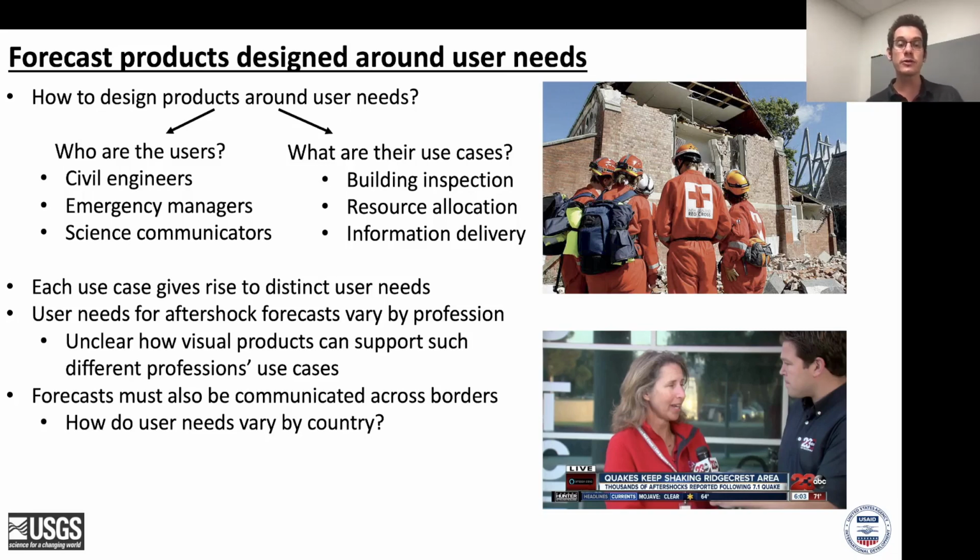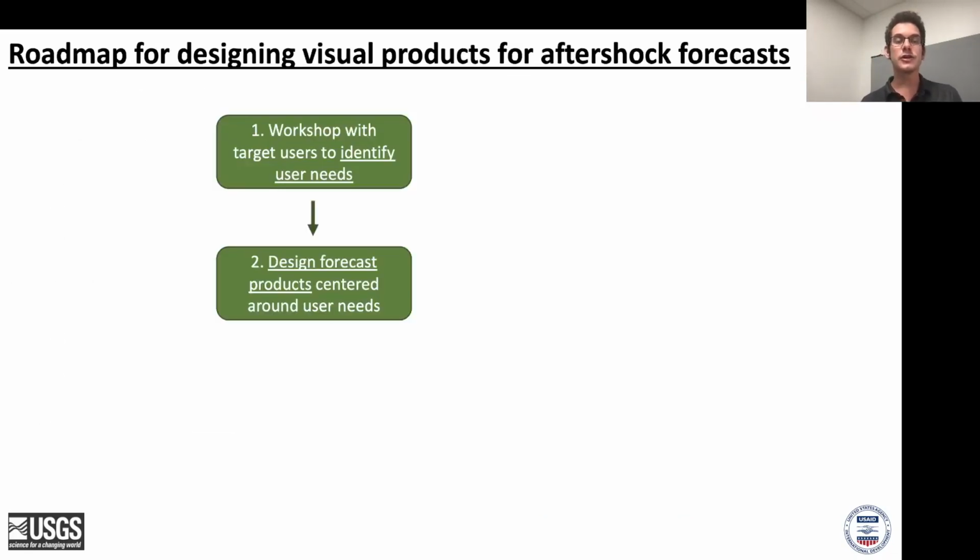And what we know from focus groups is that these user needs for aftershock forecasts do vary across profession. But it's not clear how visual products that can be made to communicate the forecasts can support such a diversity of use cases across very different professions. Furthermore, forecasts often need to be communicated across national borders, and it's not clear from the literature how user needs vary by country. So we have a research program for designing and testing visual products for aftershock forecasts.